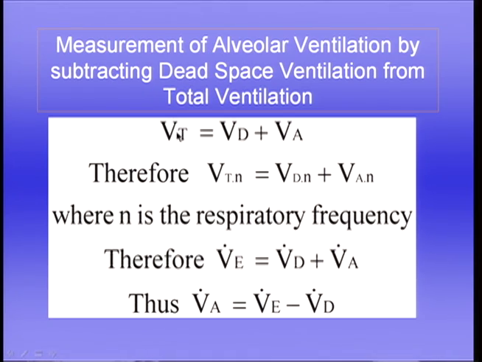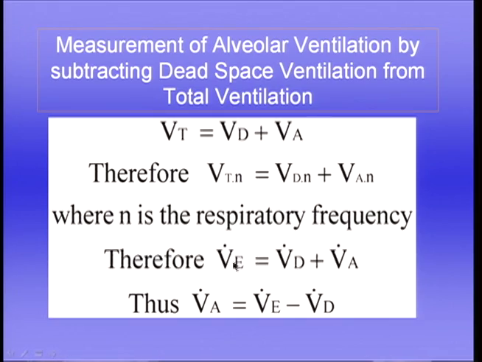Having set up this equation, the tidal volume is equal to the volume coming from the dead space plus the volume coming from the alveoli. We can multiply each term by the respiratory frequency, N, the number of breaths per minute, and that gives us the fact that Vt times N is the total ventilation, which we conventionally indicate as V dot E, E meaning expired. That's just a convention, V dot meaning volume per unit time.